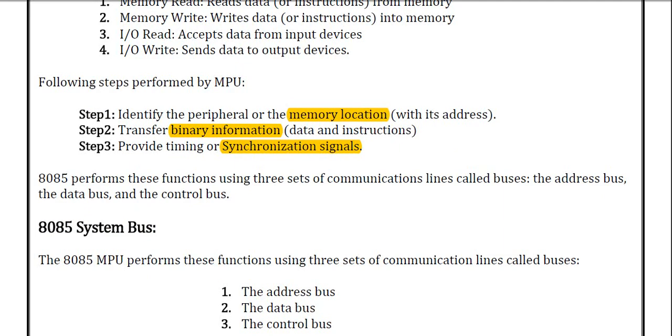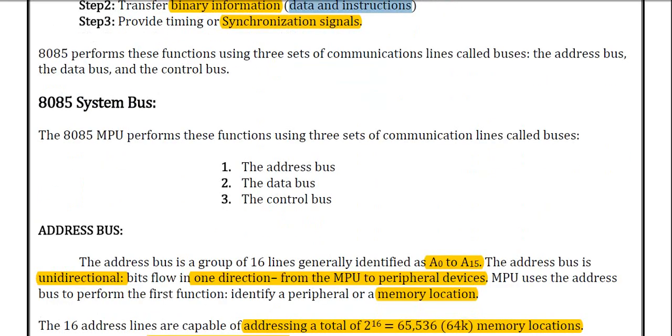By the following steps, the MPU works. First, identify the peripherals or the memory locations with the addresses. Then transfer the binary information, that is data or instructions. Then provide timing or synchronization signals for sequential input and output or data transfers.